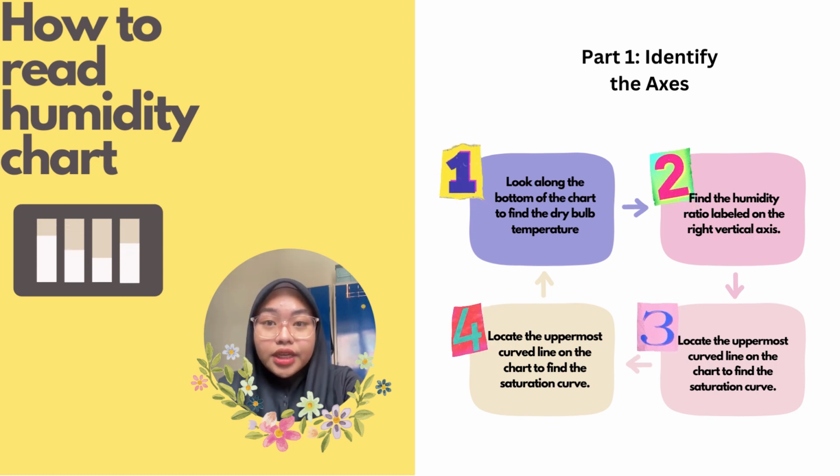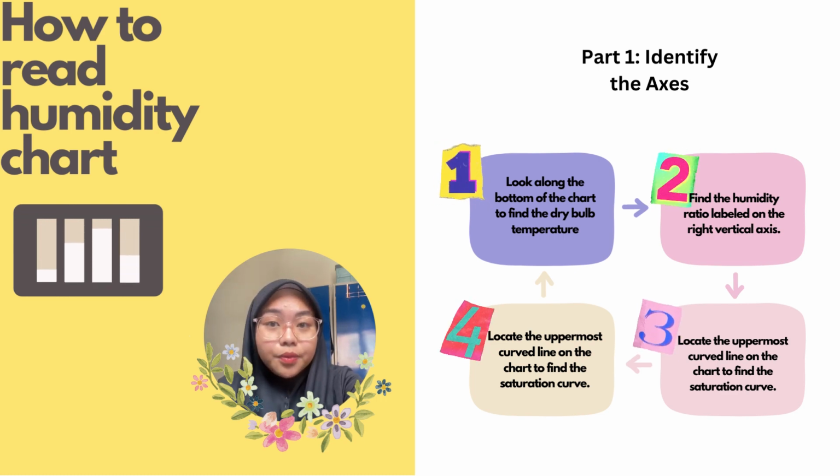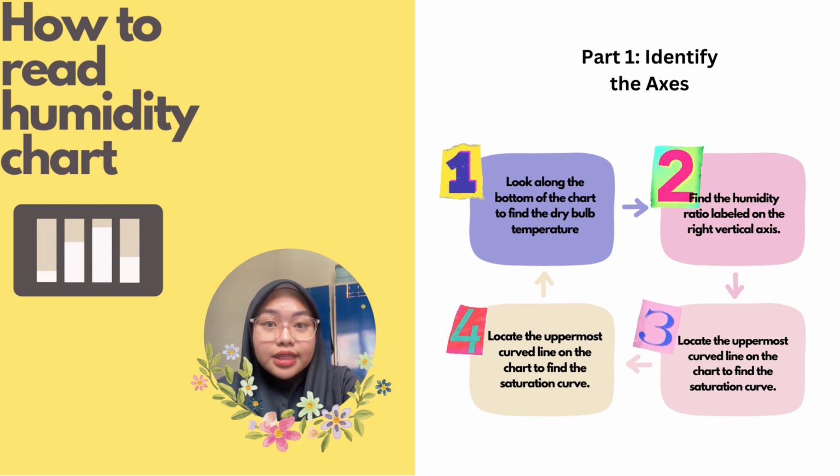Second step is find the humidity ratio labeled on the right vertical axis. The humidity ratio is sometimes referred to as mixing ratio or absolute humidity. Then, locate the uppermost curve line on the chart to find the saturation curve. This curve connects the x-axis and y-axis and marks the relationship between temperature and absolute humidity when the relative humidity is 100%. After that, follow the interior curve lines to see various levels of relative humidity. When the temperature decreases, the relative humidity lines become closer together.